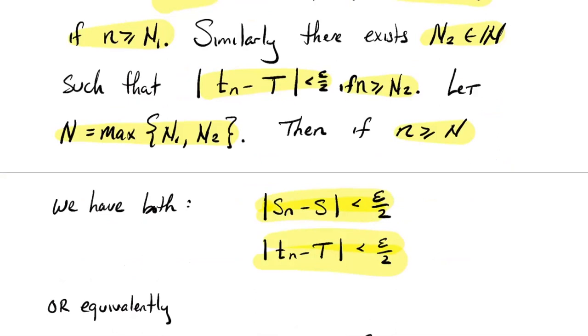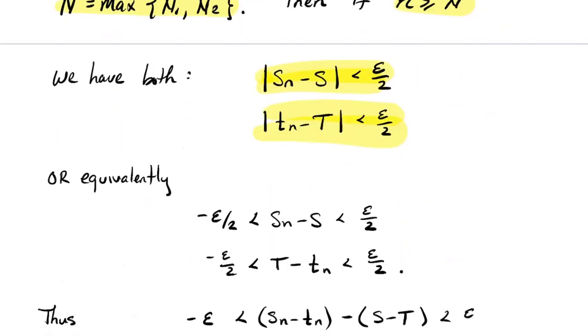And then I'm just going to manipulate that with absolute value properties. So we have both of these things. The difference of Sn minus S is between epsilon over 2 and its opposite. The same for T minus Tn. And if you're carefully following along, and I hope you are, you've noticed that I switched the order of subtraction here, but that's okay, because the absolute value doesn't depend on the order that we subtract. There are other ways to justify that, but for me, that's the easiest way to think about it.